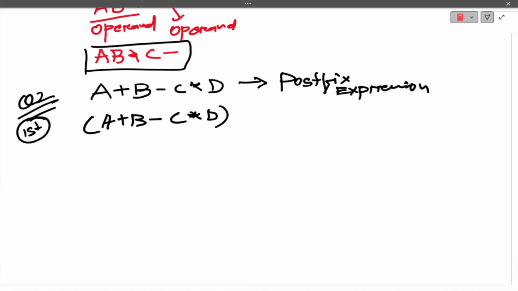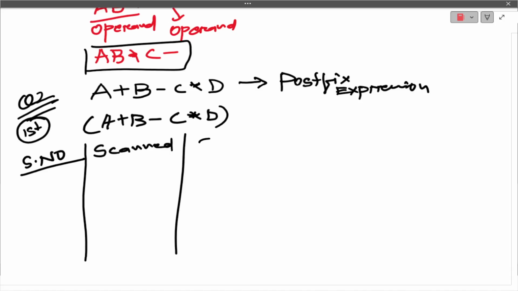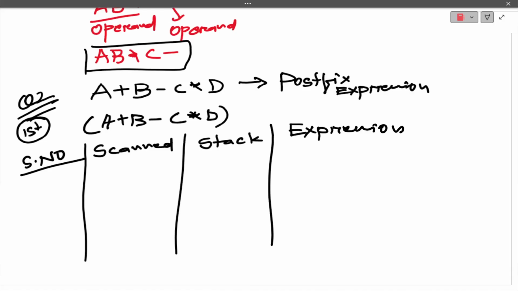Now, this serial number, as I have told, the first column is the scanned one. You will be scanning everything here. The second is the stack, where you will keep the operators. Then the expression, where my operands will be stored first. Then, according to the rules, my operators will be taken to this particular side. Now let's follow the process.